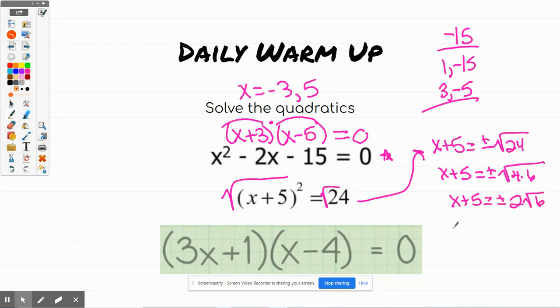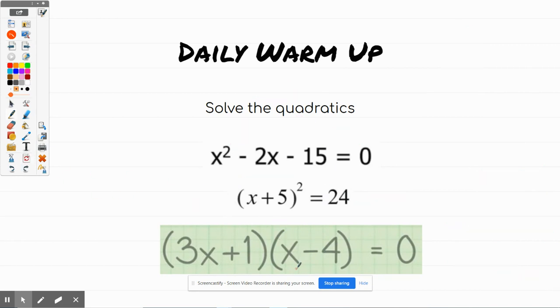And if you get x all by itself, you would subtract 5 and you get -5 plus or minus 2 square root of 6. So your two answers would be -5 plus 2 square root of 6, which is a nasty decimal, and -5 minus 2 square root of 6, which is another nasty decimal. Now, how would you solve this last quadratic?